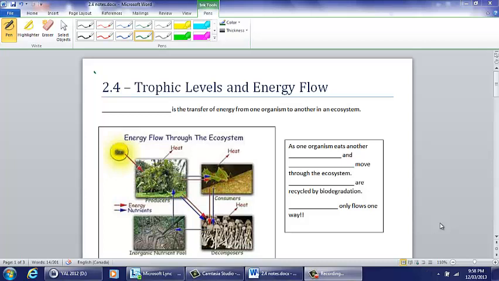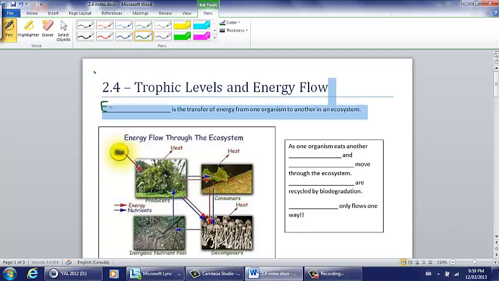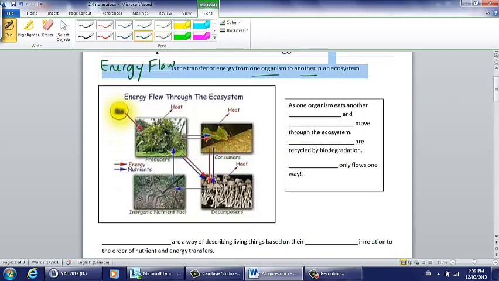As one organism eats another, energy and nutrients flow through the ecosystem. In this section, we are looking at trophic levels and energy flow. Energy flow is the transfer of energy from one organism to another in an ecosystem. Energy flow, or the flow of energy, is represented with arrows.